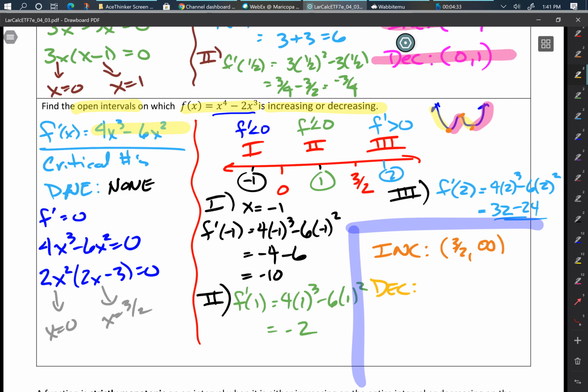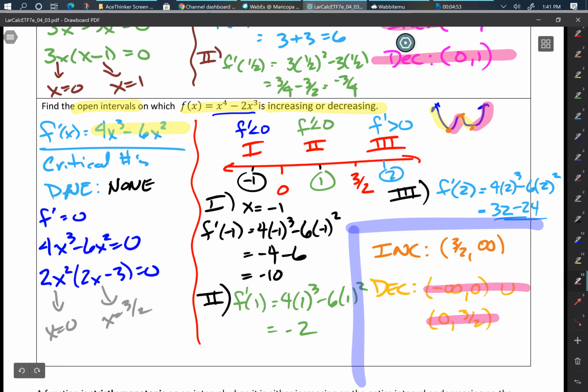Okay, so decreasing is where it gets tricky because it's decreasing on interval 1 and interval number 2. Now, interval number 1 is from -infinity to 0, and then union with interval number 2, which is 0 to 3/2. Now, here's where things get weird.